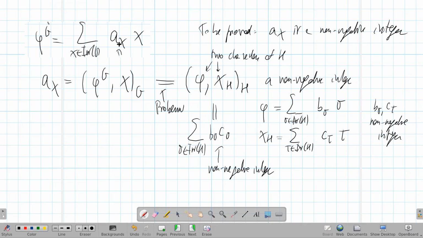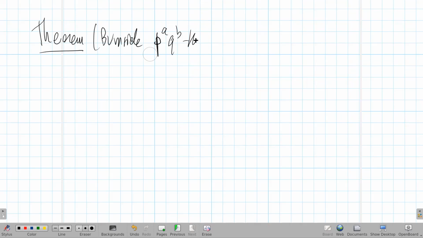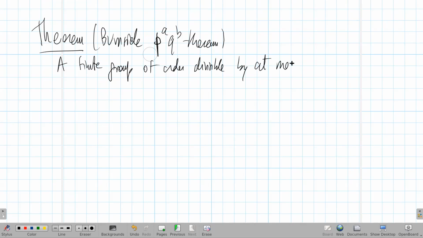Though it would follow from this stuff, I want to dedicate the rest of the lecture to one of the two main applications of our theory, a theorem of Burnside, which I have announced several times, the Burnside p^a q^b theorem, which says that a finite group of order divisible by at most 2 primes is soluble.